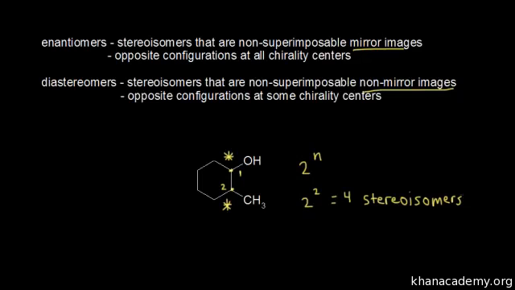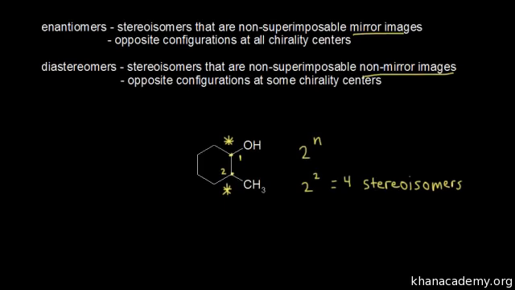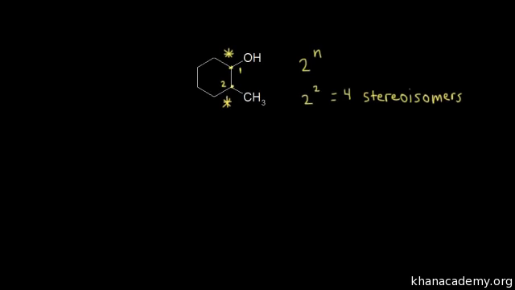So I could draw 4 different molecules that have this same dot structure. Let's see if we can do that. We'll start with our cyclohexane ring. And for this first stereoisomer, we're going to have the OH group coming out at us, and we're going to have the methyl group coming out at us. So that's one possible molecule.